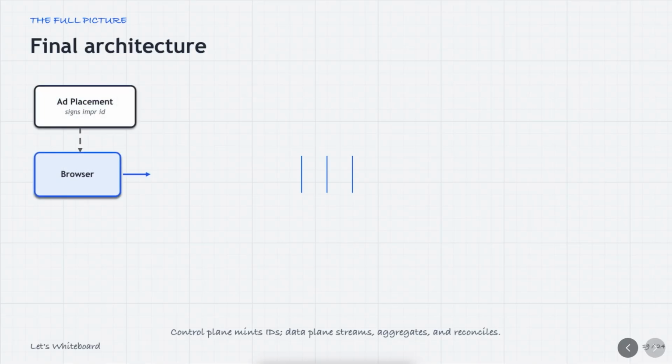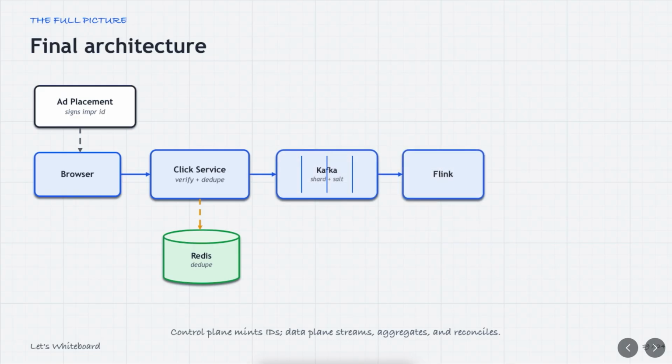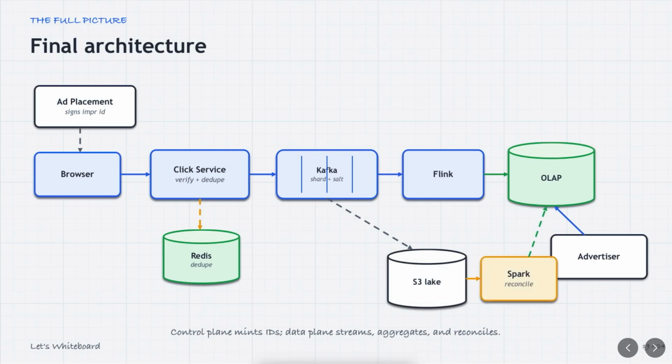So after discussing all of that, let's have a look at what the final architecture looks like for us. In the final architecture, the ads are placed on the website. They all have one unique impression ID. They get displayed on the browser.